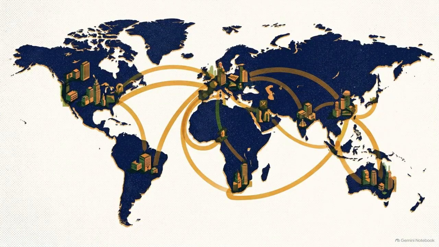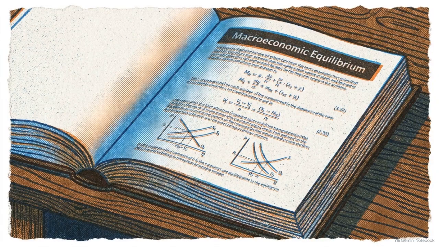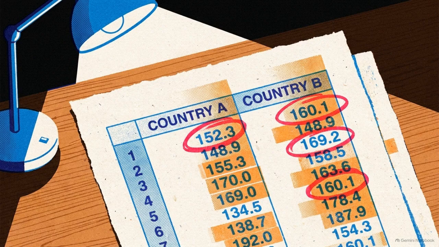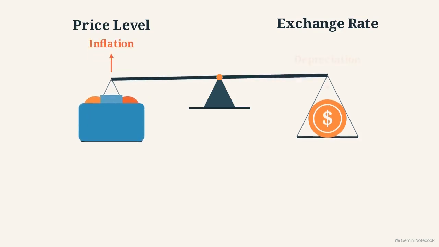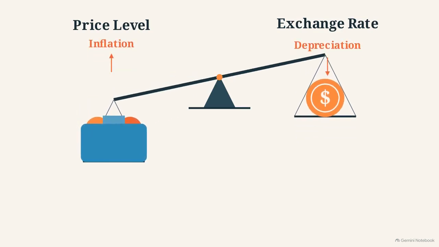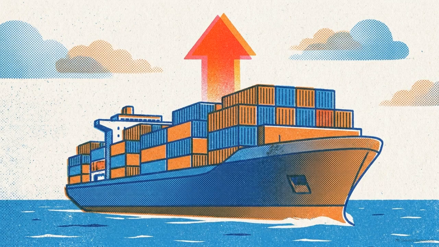When economists take this local law of prices and apply it to entire national economies, they call it purchasing power parity, or PPP. The theory makes a very specific prediction. Over the long run, exchange rates between currencies have to adjust to reflect the overall changes in a country's price levels. Consider how inflation impacts trade.